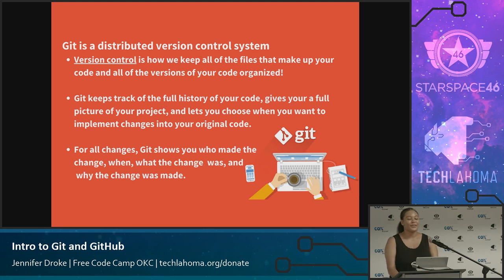So Git keeps track of the full history of your code, and it gives you a full picture of your project, and also gives you a bit of control over when you decide that you're done making changes to a certain part of your code, and lets you decide when you want to implement those changes. And for all changes in Git, Git will show you who made the change, when the change was made, what the change was, and why the change was made. Especially helpful when you're working with other people on the same project.